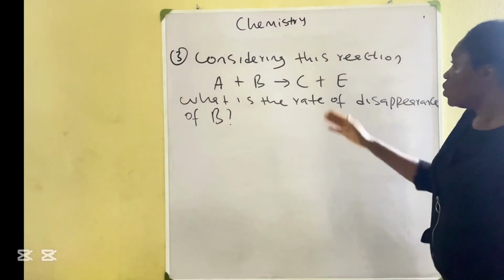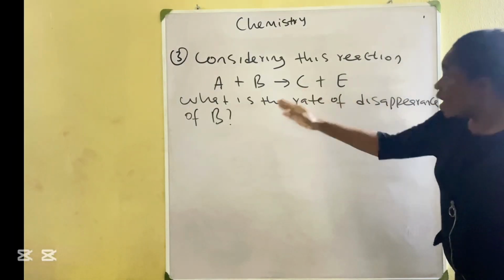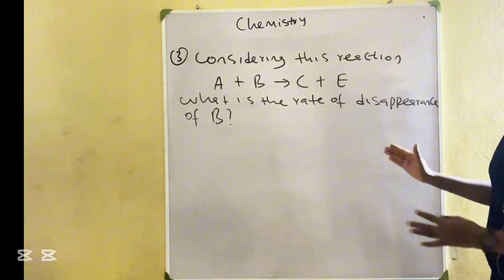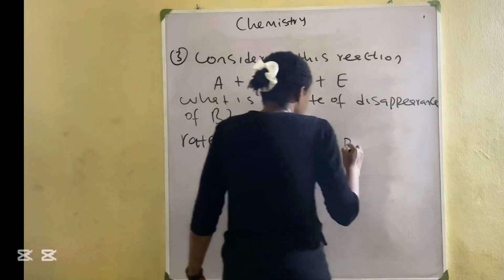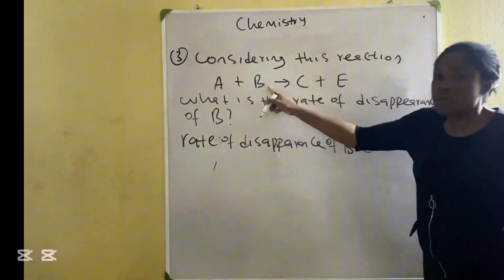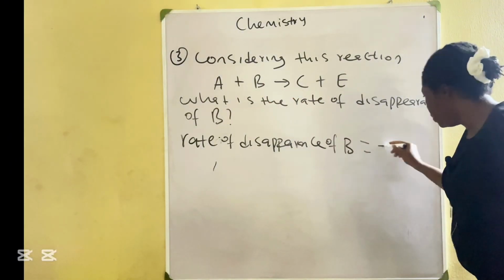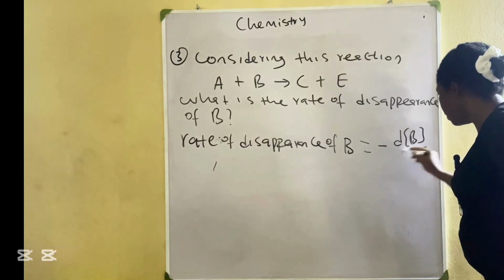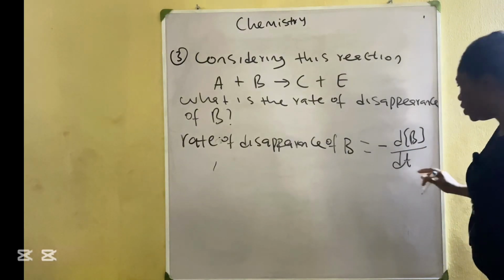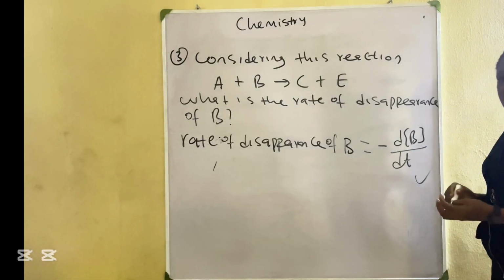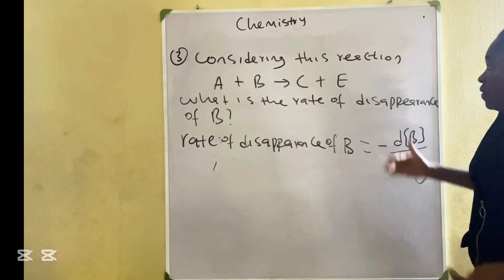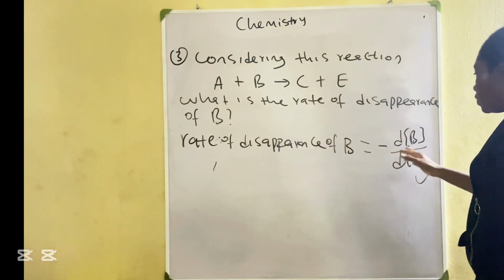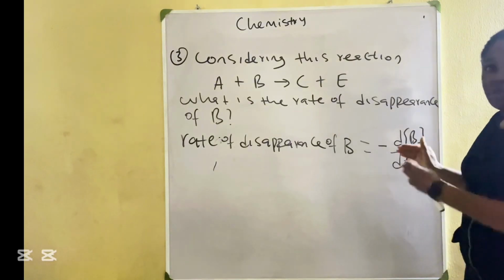Let's look at that question. Considering this reaction, A plus B to give C plus D, what is the rate of disappearance of B? The rate of B is equal to, B is a reactant, so you put the negative sign, change in B over change in time. So this is the answer. Very simple. If you are asked to find the rate of appearance of C, you know what to do: plus change in the concentration of C divided by time.